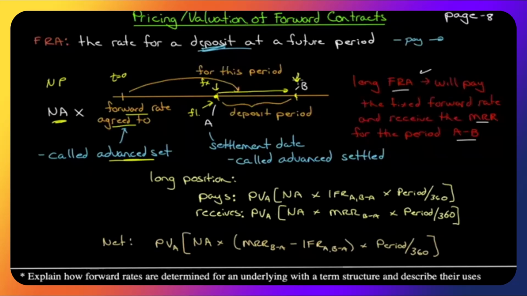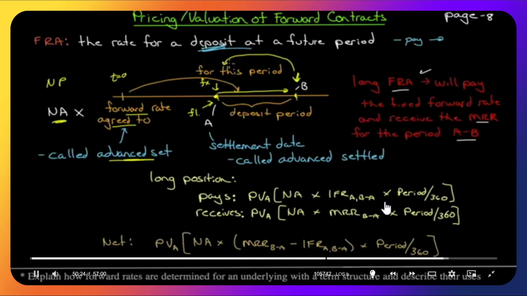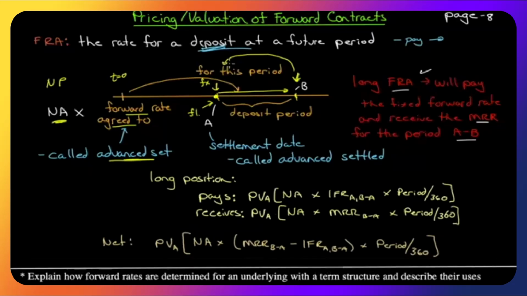But since we know what the payoff at B is, we discount that payoff to this date and we settle up at the beginning of the deposit period, not the end. That is called advanced settled. So FRAs are advanced set, advanced settled. We know what the forward rate is when we enter the agreement. This is the end of the contract period over here, even though this is the end of the deposit period. This is the end of the contract period because we'll know the payoff here, we can discount it here, and we settle on A. On date A we settle, not on date B. And then everybody goes their separate ways.